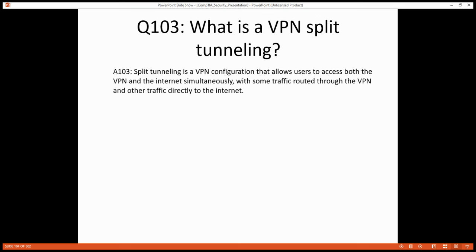Q103. What is VPN split tunneling? A103. Split tunneling is a VPN configuration that allows users to access both the VPN and the Internet simultaneously, with some traffic routed through the VPN and other traffic directly to the Internet.